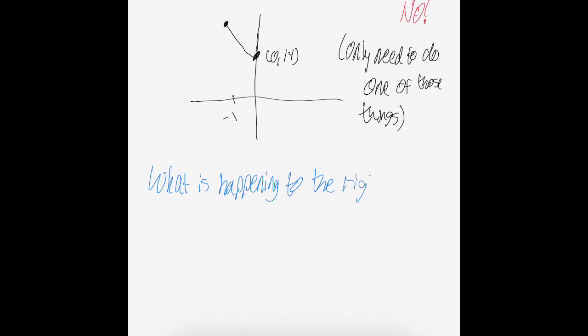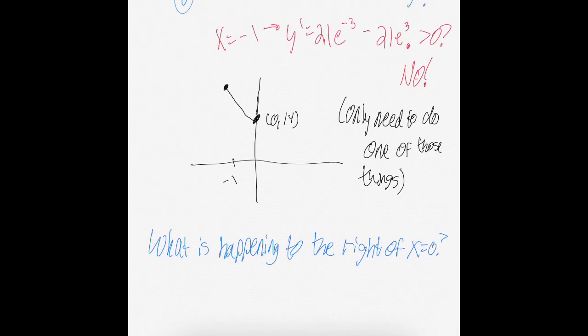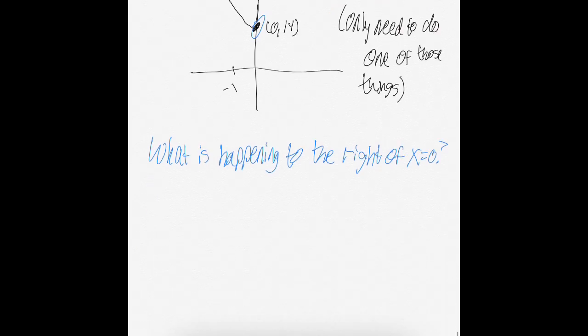But we also have to know what is happening to the right. The reason that we have to do that is, at first glance, it looks like this (0, 14) is going to be a minimum. However, it's possible that the graph continues to go down, in which case it's actually not an extreme value at all. It's neither a maximum nor a minimum.